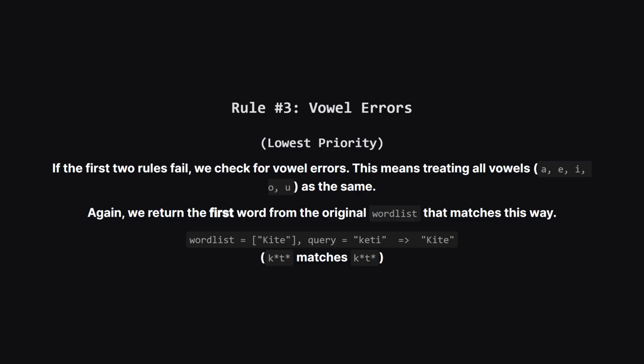Here, we pretend all vowels are the same. We can imagine replacing every A, E, I, O, or U with a placeholder, like a star. So a query like Kete would become K star T star. Then we'd look for a word in our list that produces the same pattern, like kite. And, just like the last rule, if multiple words match, we return the very first one from the list.